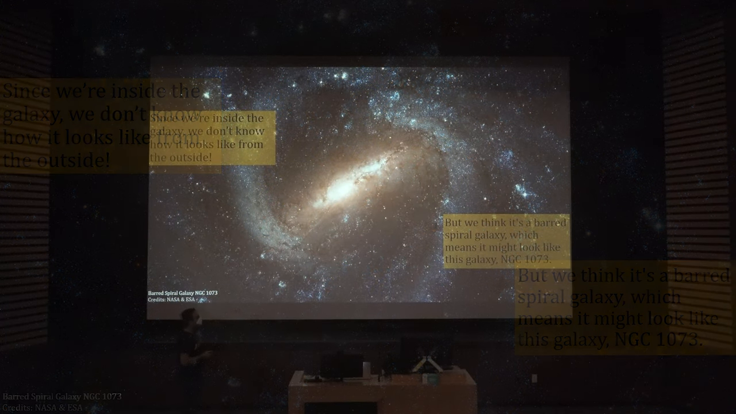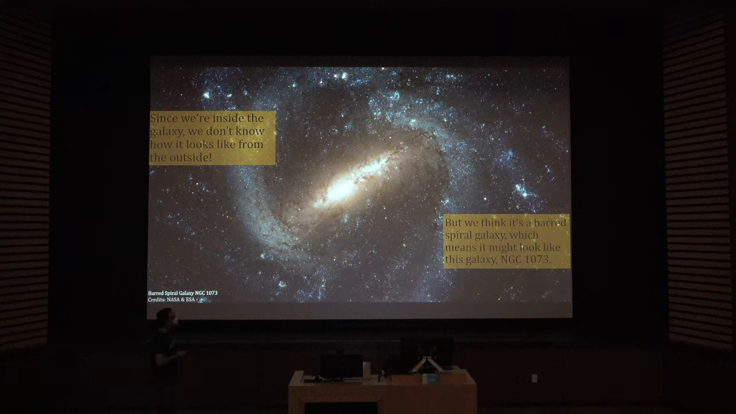photo. We think the Milky Way is a barred spiral galaxy, which means it might look something like this galaxy, which is called NGC 1073. So you can see that it is spiral. Maybe it's kind of hard to see in this picture, but if you look carefully, you'll see that there are spirals. Here's one spiral, here's one, here's one, here's one. And also there is this long bar in the middle, just a straight bar like this. So this is more or less how the Milky Way would look if aliens were observing it like we're observing this galaxy.